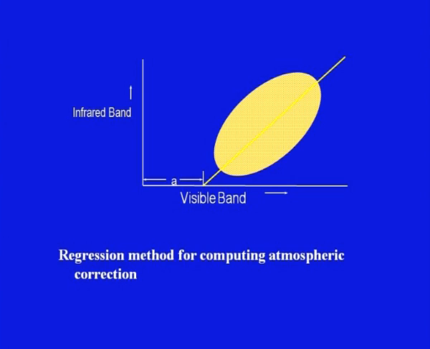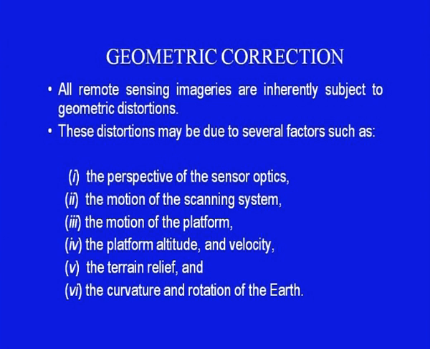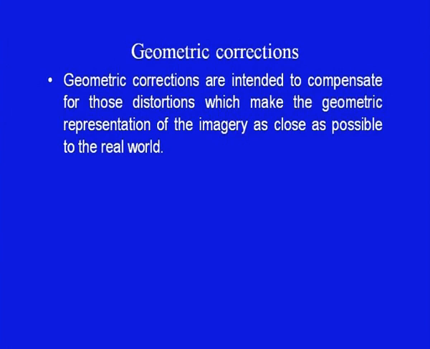Having done the radiometric corrections, now the geometric corrections have to be performed. It has been observed that all remote sensing imageries are inherently subjected to geometric distortions. Such distortions may be due to several factors such as the perspective of the sensor optics, the motion of the scanning system, the motion of the platform, altitude and velocity, the terrain relief, and the curvature and rotation of the earth. Geometric corrections are intended to compensate for those distortions which make the geometric representation of the imagery as close as possible to the real world.